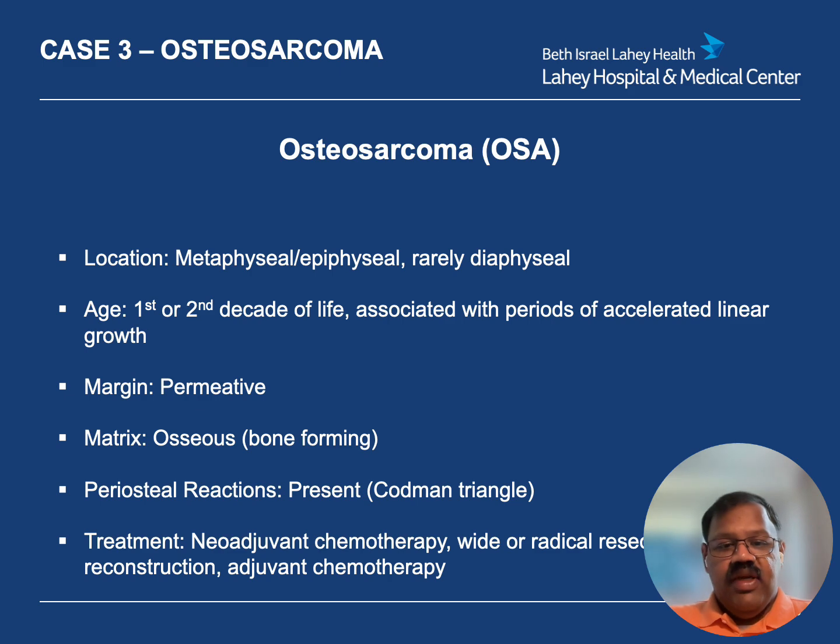So osteosarcomas can be metaphyseal or epiphyseal in location. Very rarely are they diaphyseal. Usually we see them in the first and second decades of life, and they are associated with periods of accelerated linear growth, like that teenage growth spurt. The margins are very permeative. There's no clear distinction between lesional tissue and normal trabecular bone because there's aggressive marrow replacement occurring, and the matrix is usually osseous or bone forming. Periosteal reactions are often present, like a Codman's triangle, and the treatment is usually neoadjuvant chemotherapy with wide or radical resection and reconstruction with adjuvant chemotherapy.